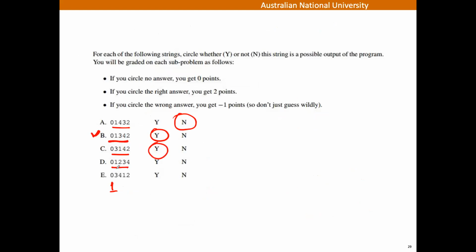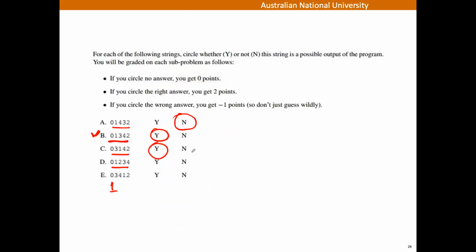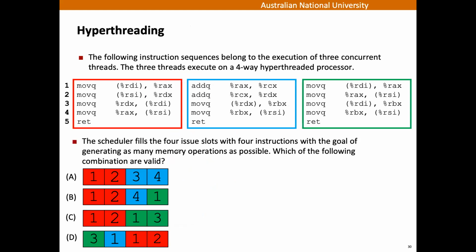Now 0, 1, 2, 3, 4. Is that possible? This is 0. The parent goes first, prints 1. Then not possible, right? How can you print 2? Because after 0 and 1, the parent has to wait, right? So the child will go ahead and print 3. So this is not possible. Next, 0, 3, 4, 1, 2.